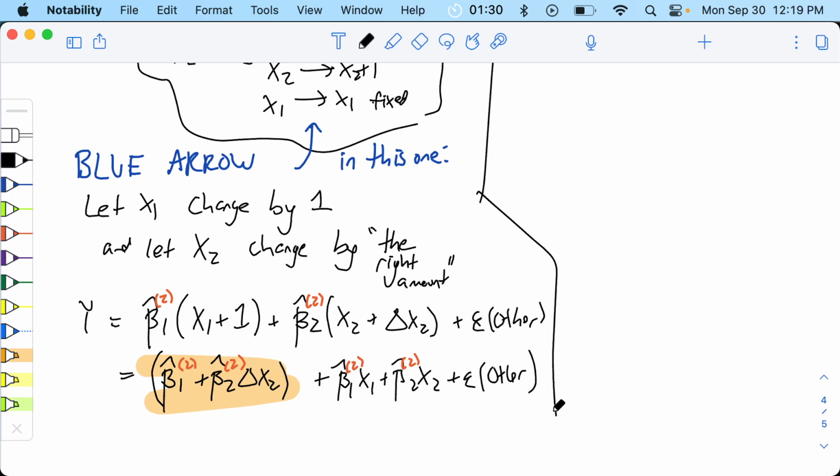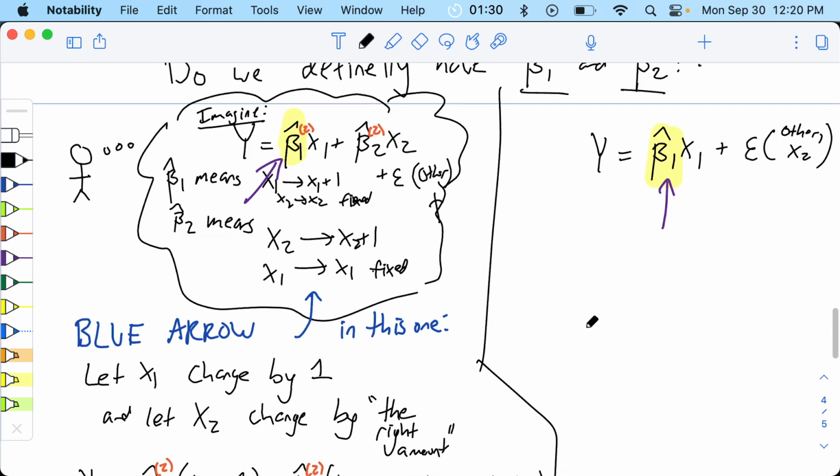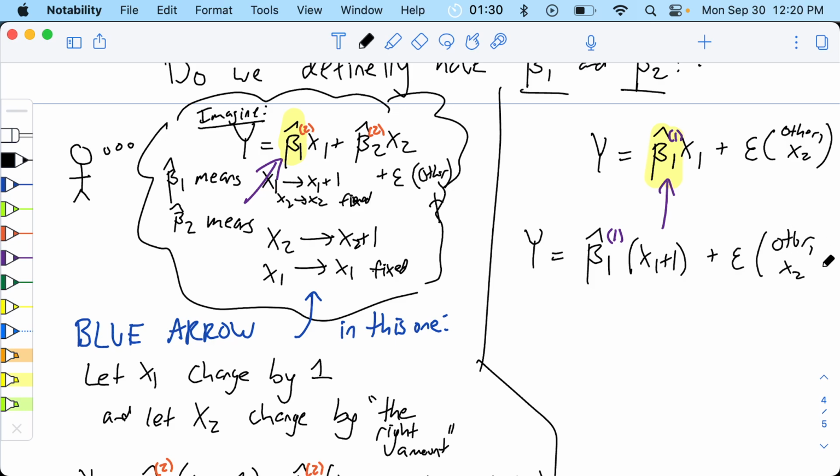On the other hand, over here, you change beta hat 1. This is the 1 variable regression. Let's add a little 1 everywhere. So x1 goes up by 1. Other, comma, x2. Here's the point: this error will be different. This is x2 plus delta x2, but you're going to get beta hat 1 times x1. Let me write it the other way. So okay, that's actually fine. Beta hat 1 times x1 plus epsilon of the other stuff.